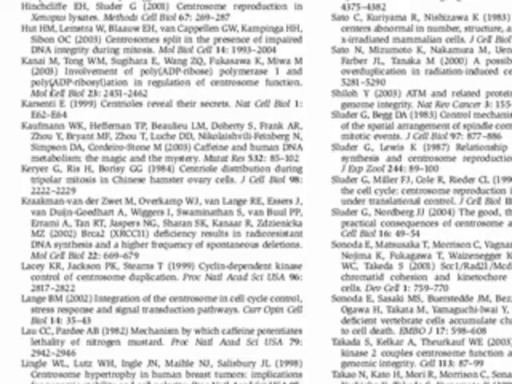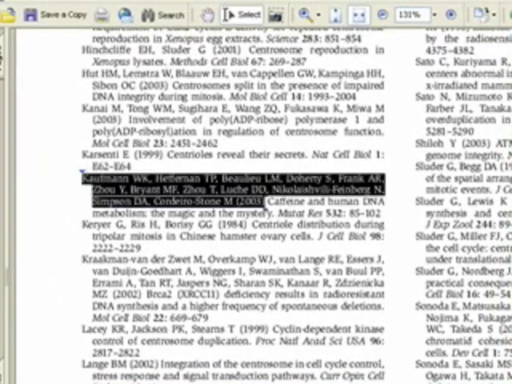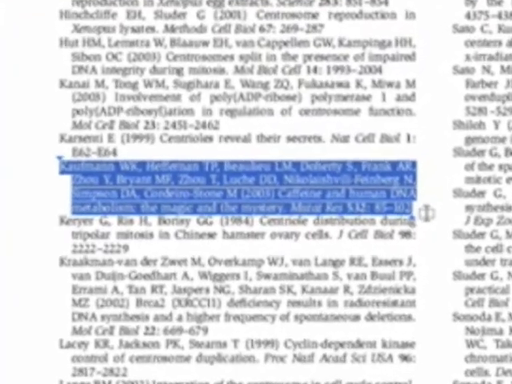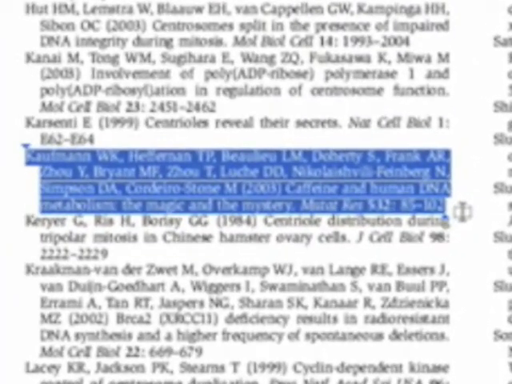2003. The details include all author names with their initials, the title of the article being cited, the source journal, the volume number, page range, and year of publication. This clear and exact formatting is crucial. We can see unambiguously that Kaufman and colleagues wrote an article titled Caffeine and Human DNA Metabolism, The Magic and the Mystery in the journal Mutation Research, volume 532, pages 85 to 102 in 2003. Therefore, we can easily check that what our EMBO Reports manuscript says about it is correct.